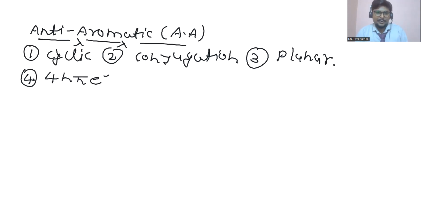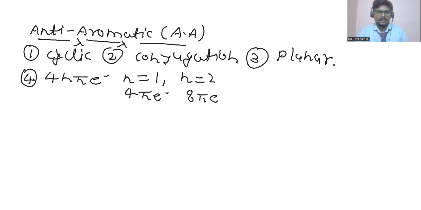So if you put n equals 0, what happens? Obviously with n equals 0 everything is 0, so there is no conjugation and the second rule is not satisfied, so it starts from n equals 1, not 0. Keep in mind. So n equals 1, then n equals 2. If n equals 1, you get 4 pi electrons. n equals 2, 8 pi electrons. Like that, it is satisfied. Okay, clear?